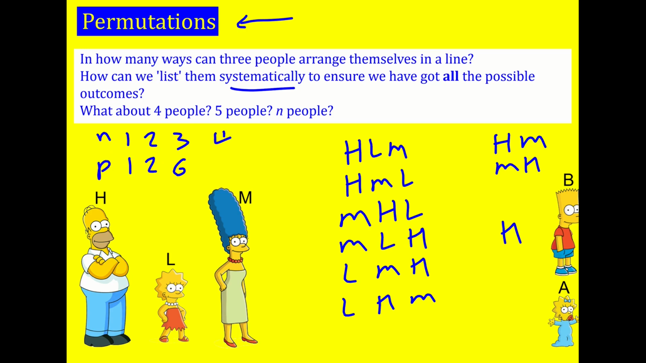Well, for 4, I'm not going to list them all, but I'm going to try and argue it in a way that will convince you. So let's say I bring Bart into the fold. Well, I could put Bart at the front of every single one of these to give me 6 with Bart at the front. But surely, if I have Lisa at the front, I would get another 6. If I have Homer at the front, I'd get another 6. And if I have Marge at the front, I'd get another 6.